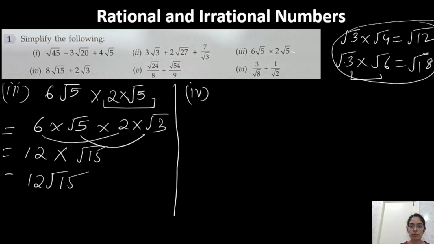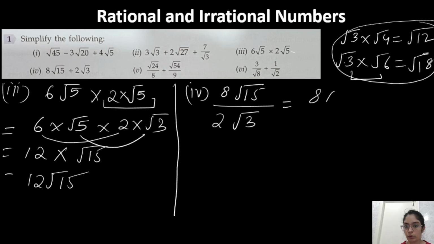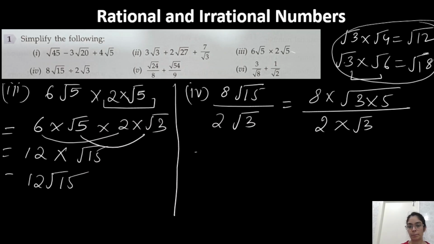In the next question we will learn about division. So in division, this is 8 root 15 divided by 2 into root 3, or 2 root 3. So let's break down 15 into its prime factorization. So 8 into square root of 15, I can write 15, we know it is 3 into 5. So its prime factorization I have done. 2 root 3, I can write 2 into root 3.